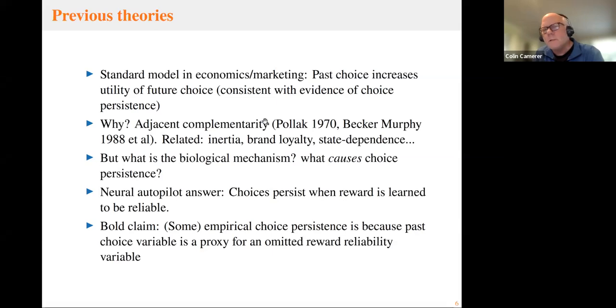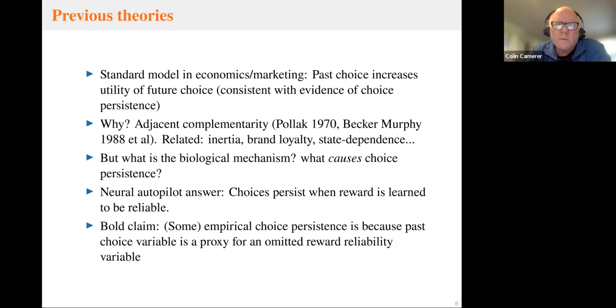And the reason is the economic argument called adjacent complementarity, just like consumer good complementarity, right? Like bread and butter, hot dogs and mustard, is that yesterday's choice may be adjacent, like intertemporal complements.